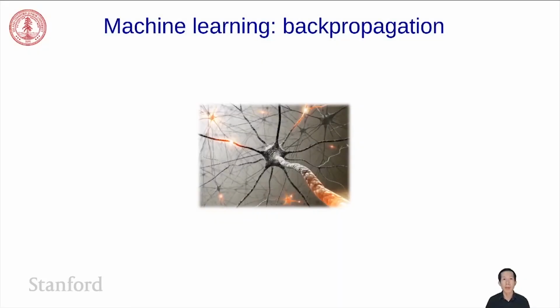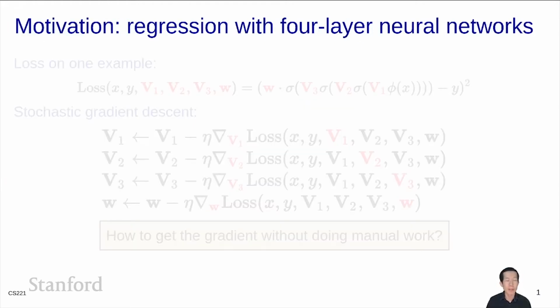Hi, in this module, I'm going to talk about the backpropagation algorithm for computing gradients automatically. It's generally associated with training neural networks, but it's actually a far more general algorithm. So let's begin with our motivating example, which is suppose we're doing regression with a 4-layer neural network.